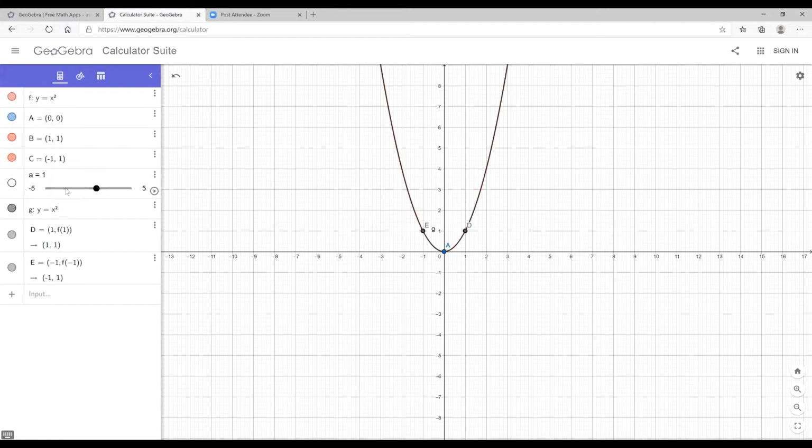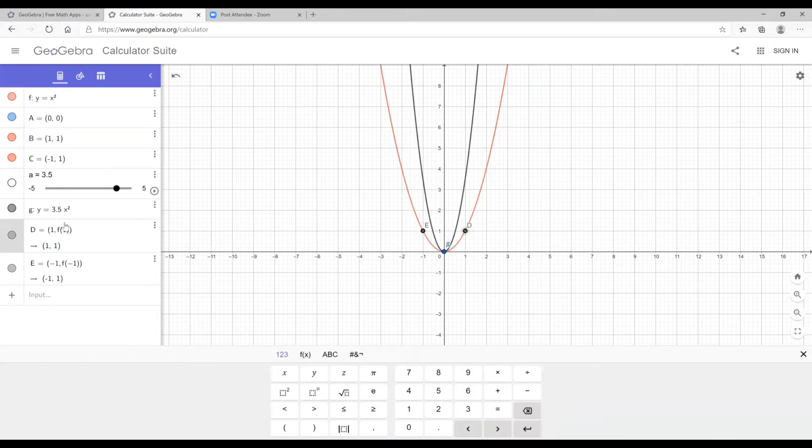So a is a scaling factor. If I make a bigger, what happens to the graph? It should get bigger, and E and D should actually be going with that. Except these should be g's and not f's. Sorry about that. f is the actual original parabola. There we go. That's better.